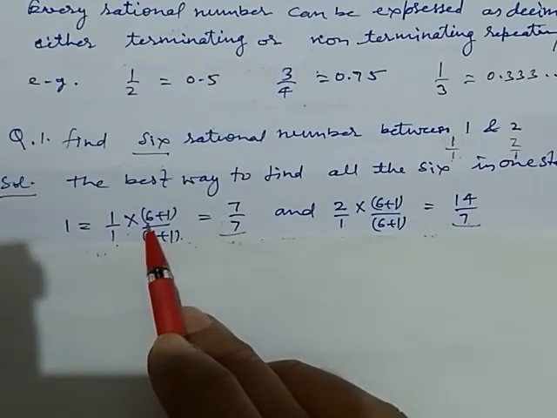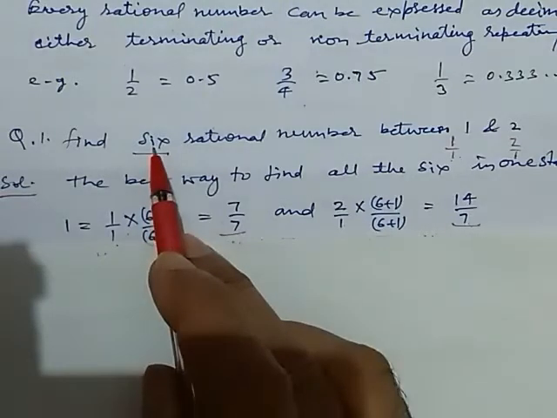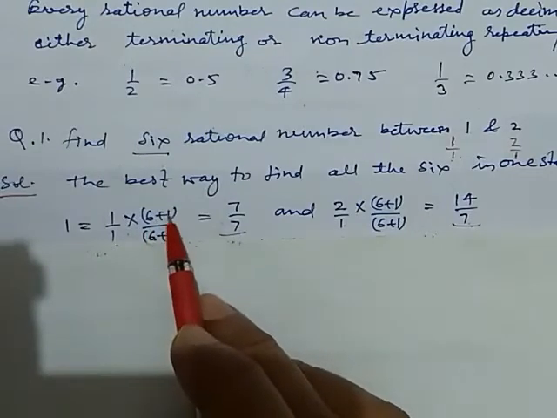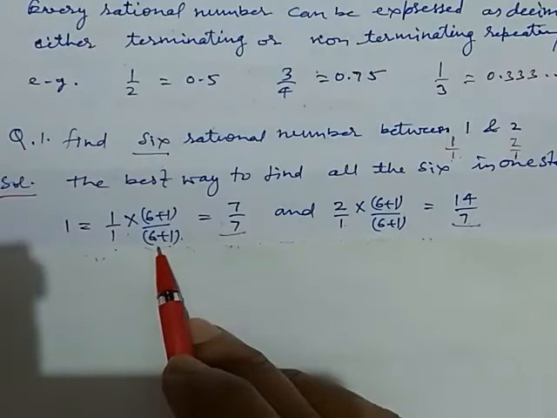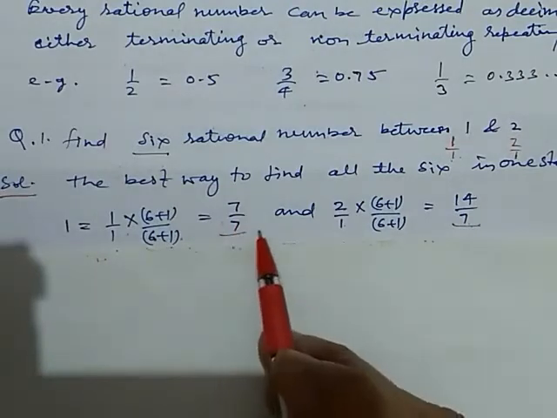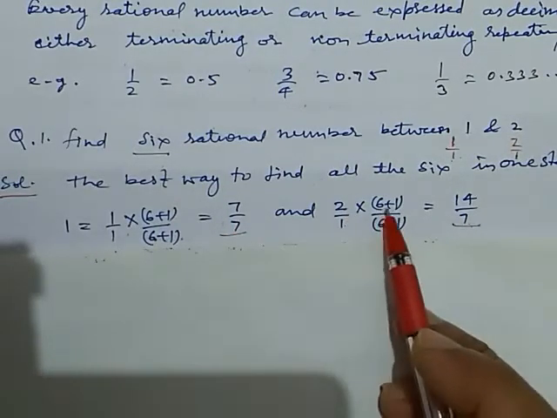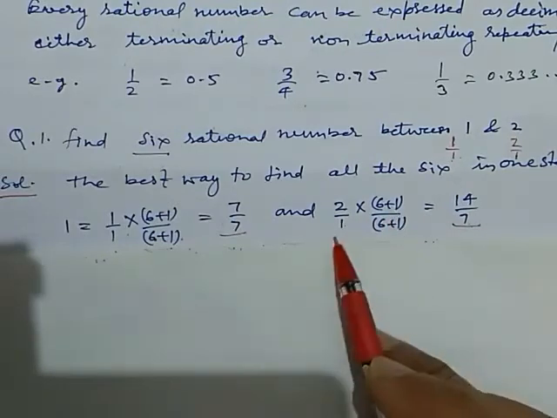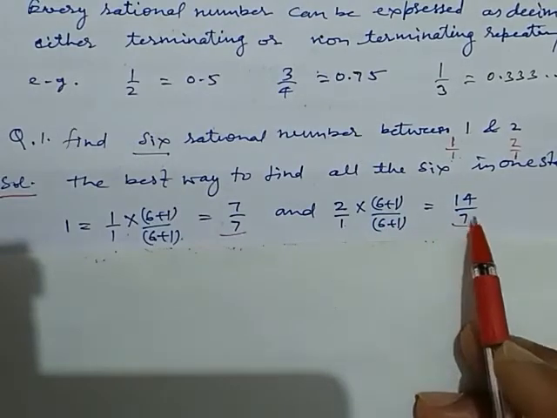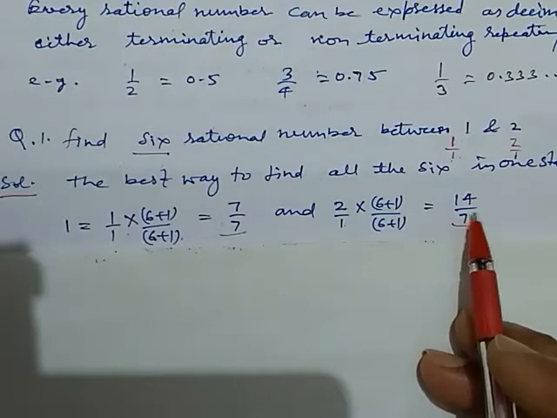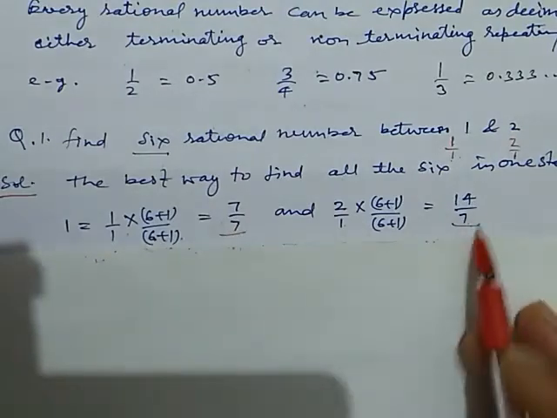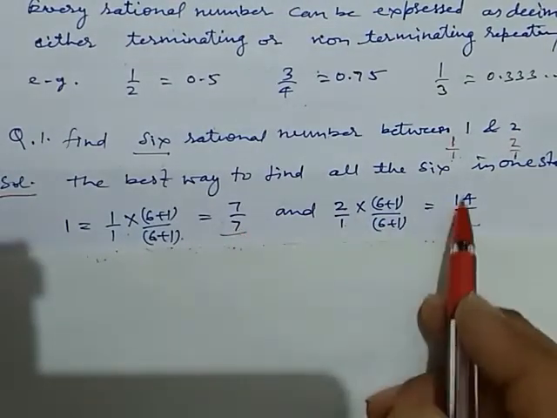How? When we multiply by 6 plus 1. Why? Because 6 numbers we want to find, and we take one more, 6 plus 1, so 7. We multiply numerator by 7 and denominator by 7, so we get 7 by 7. Here 2 by 1, so we multiply 2 by 7 and 1 by 7: 2 into 7, 14, and 1 into 7, 7. So 7 by 7 and 14 by 7 are the two numbers 1 and 2, reduced as 7 by 7 and 14 by 7. These are the equivalent fractions of these two numbers.